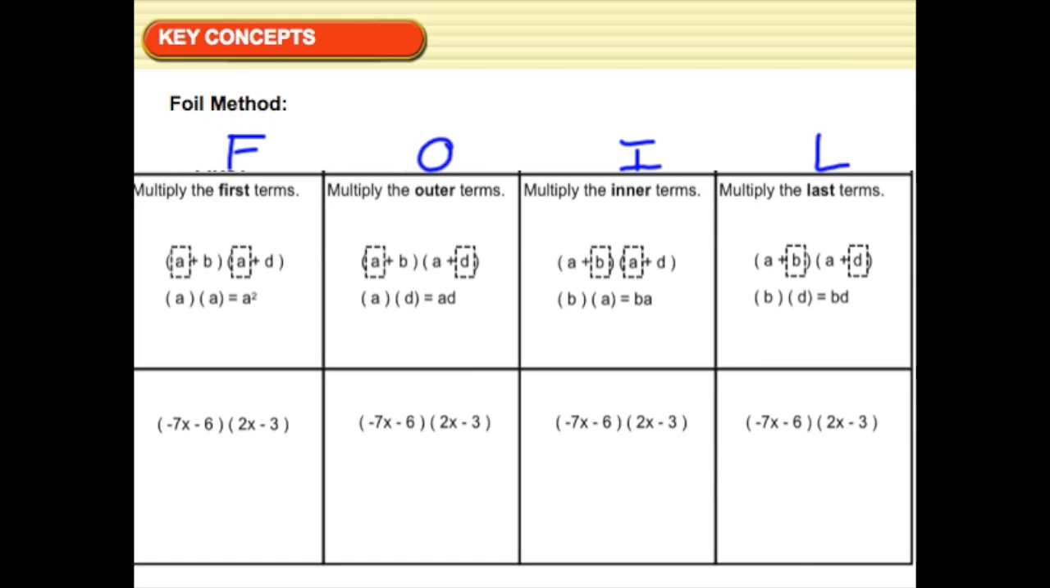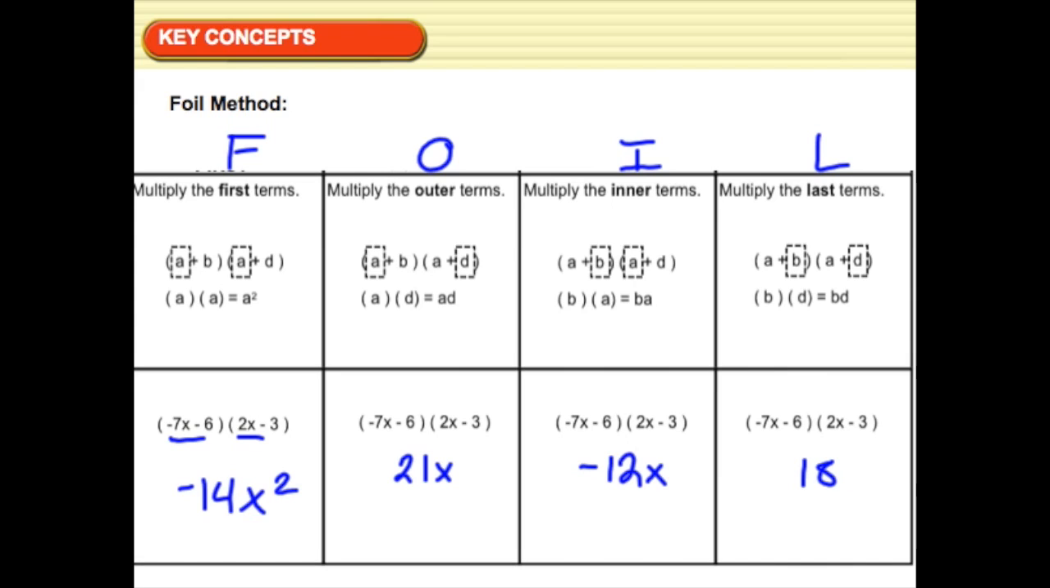When I'm multiplying the first terms, I'm multiplying a times a, which is a squared. So in my example below, my first terms are negative 7x and 2x. And when I multiply them together, I get negative 14x squared. Then I continue on, multiply the outer terms, a times d. So negative 7x times negative 3 is positive 21x. Then I do the inner terms. Negative 6 times 2x is negative 12x. And the last terms, negative 6 times negative 3 is positive 18.